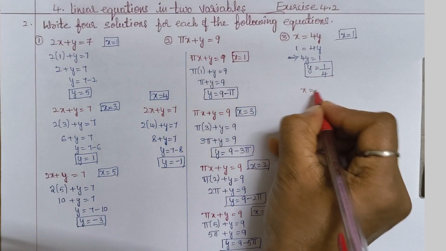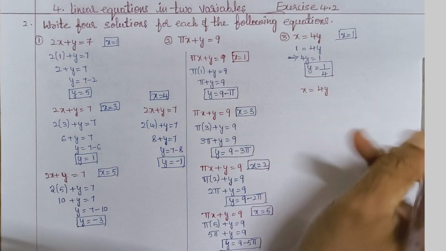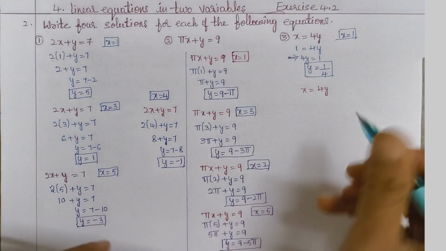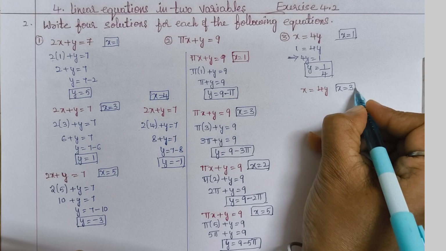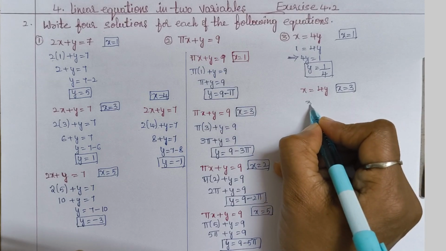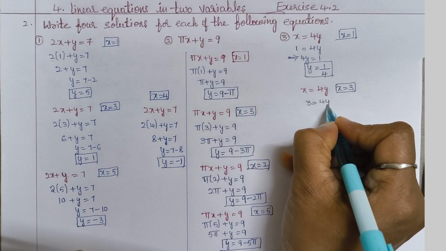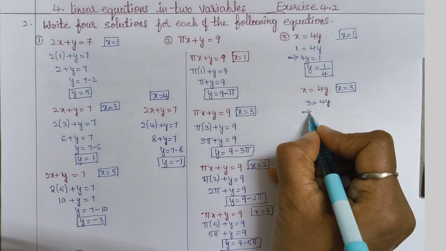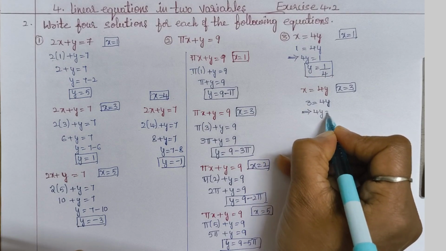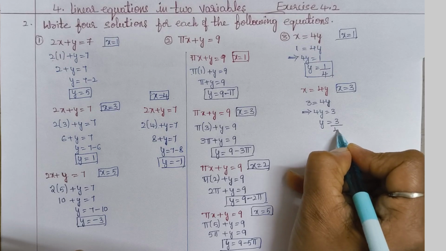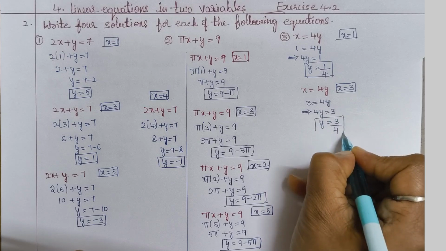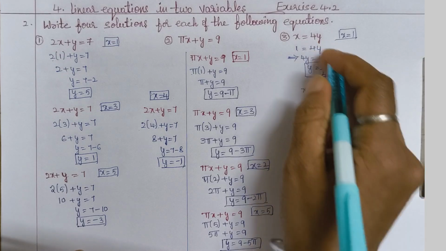Next, again you try one more. X is equal to 4y. See, x value I am taking 3. See, 3 is equal to 4y. Reverse you write: 4y is equal to 3. Y is equal to what? 3 by 4 is the answer. Finished. How many finished? 1, 2 finished.